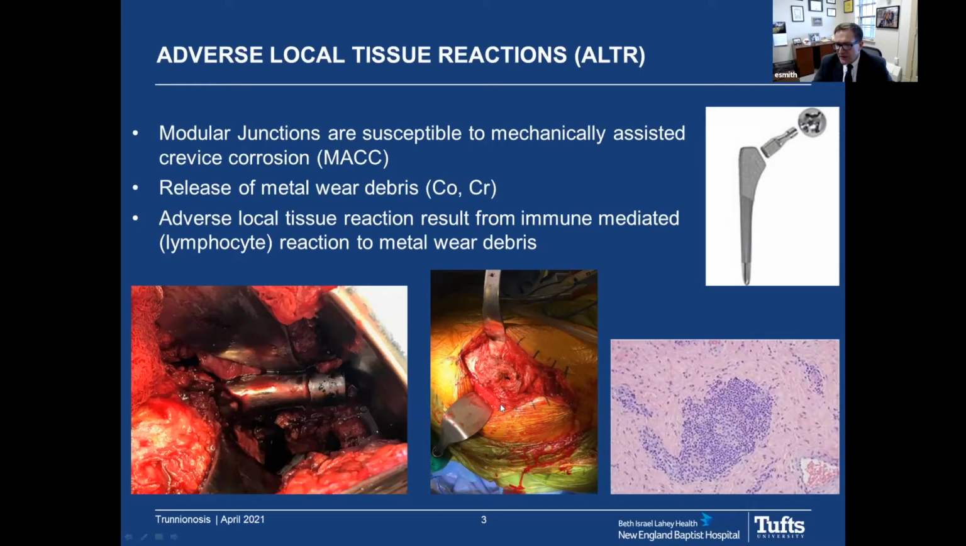In this case, the tissue has actually been eroded right through the abductor tendon region, and this would be a histological stain with a predominance of lymphocytes. That's why before it was called ALVAL, which is aseptic lymphocyte-dominated vasculitis-associated lesion, but now we just call it the much easier term of ALTR. I'll try not to say that too many times.